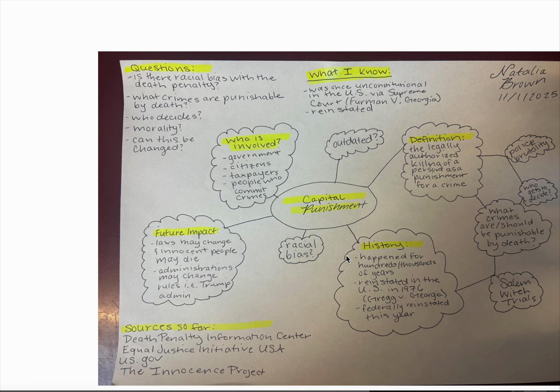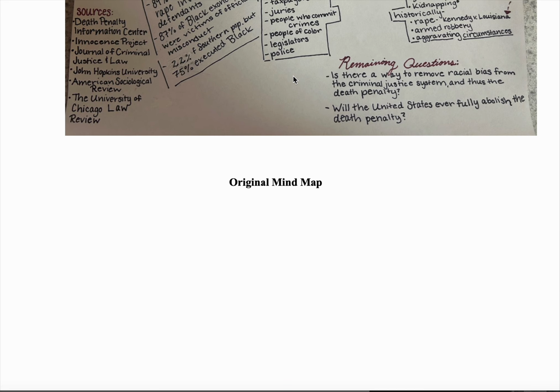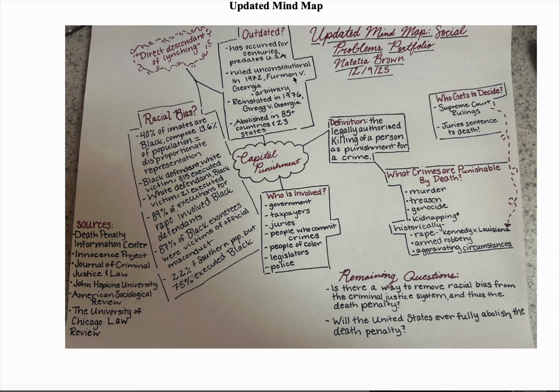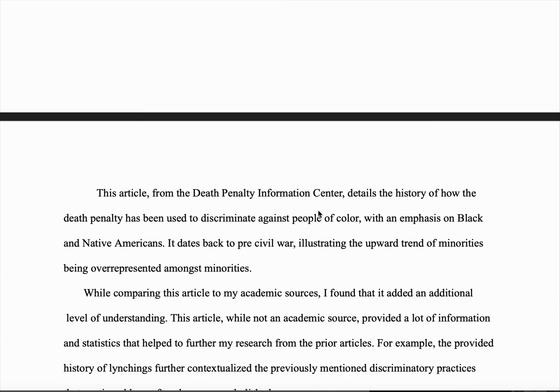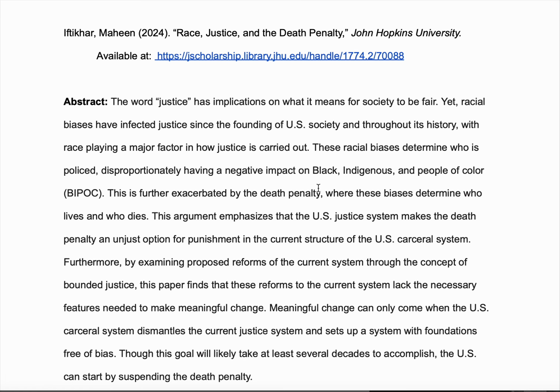This is my initial mind map. As you can see, it's rather sparse. I didn't have a lot of information, and I had gathered only a couple of sources. And this is my updated mind map after completing information. You can see my final sources are all listed, and I have acquired a lot more information and specific statistics to support my argument. This is my annotated bibliography with all of the said sources, of course.